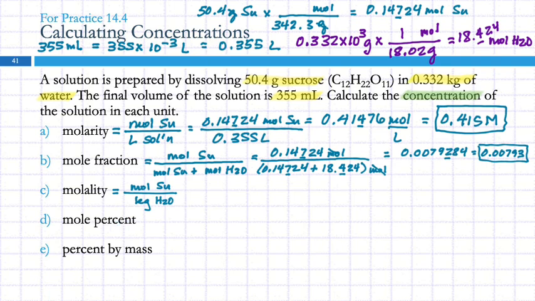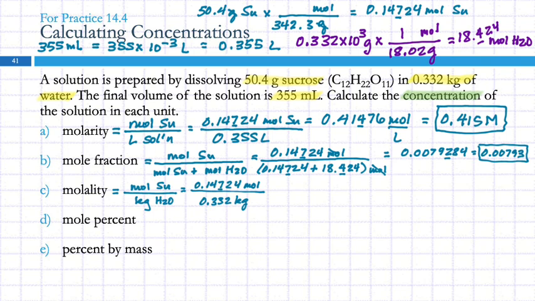Okay, so we calculated the moles. So we've got those already. 0.14724 moles of sucrose divided by, oh, look at that, they gave us the mass of water. So if they're asking you to calculate molality, they're going to have to give you all the pieces of information that you need.